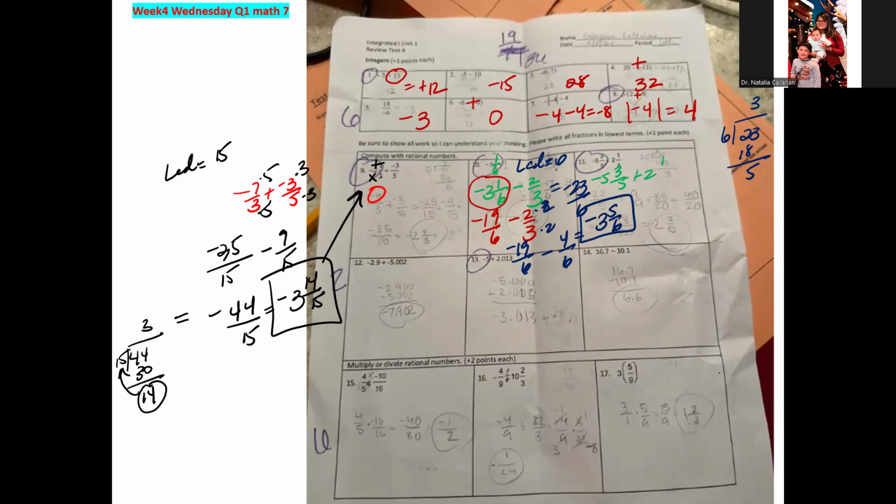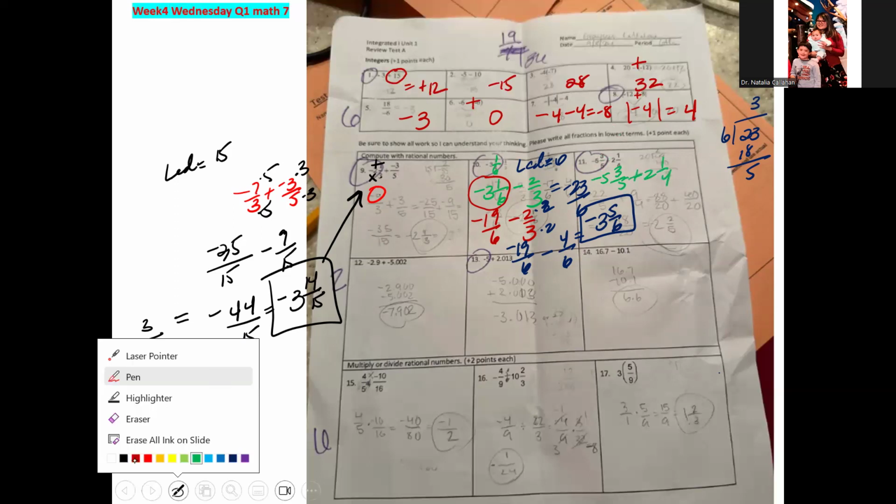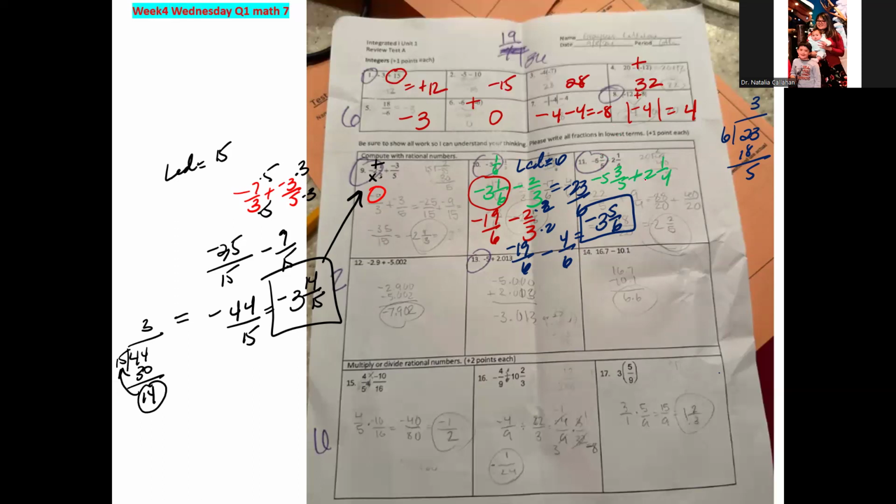plus. Changing this from an proper fraction to improper fraction. 5 times 5 is 25. 25 plus 3 is 28.